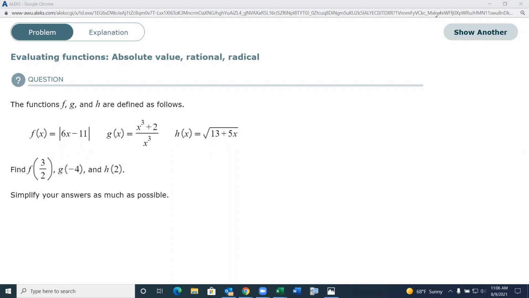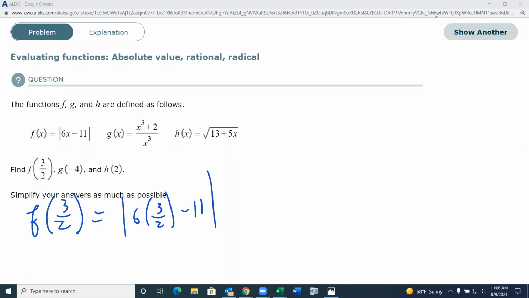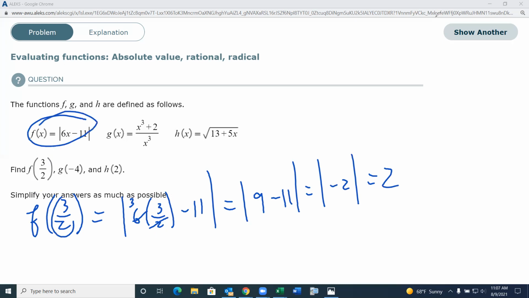All right, so let's see what we got here. So I'll go f of 3/2 equals absolute value of 6 times 3/2 minus 11. So f of 3/2 means go to the f function, replace the x with 3/2. All right, well, I can cancel the 2's, and I get 9 minus 11, which is -2, which is 2. So if I graph this function, when x is 3/2, y is +2. I wonder what that would look like on the old calculator. Let's take a look.